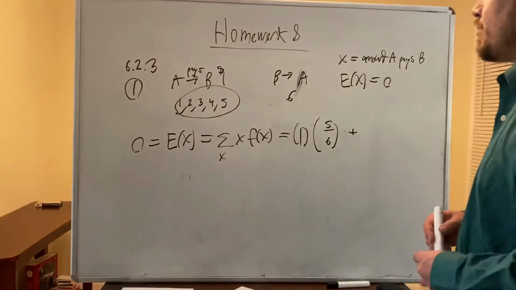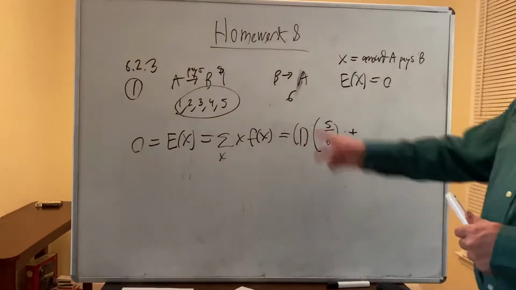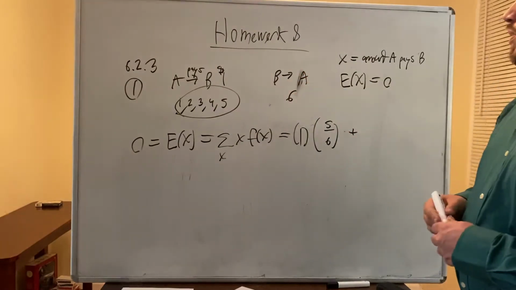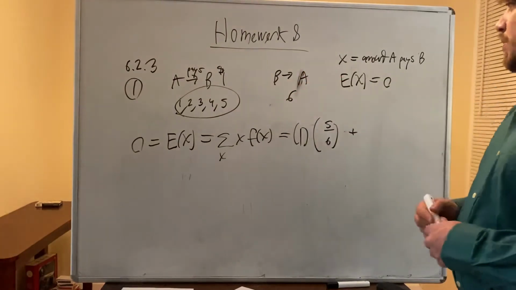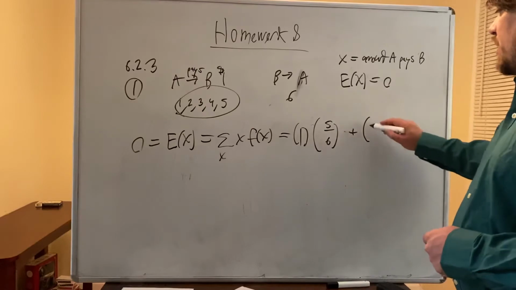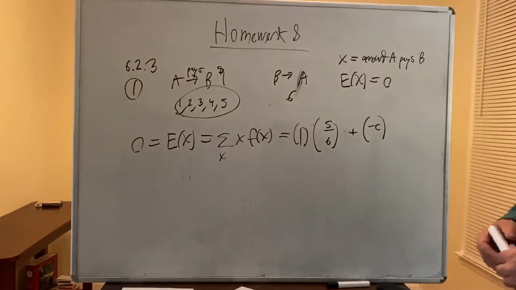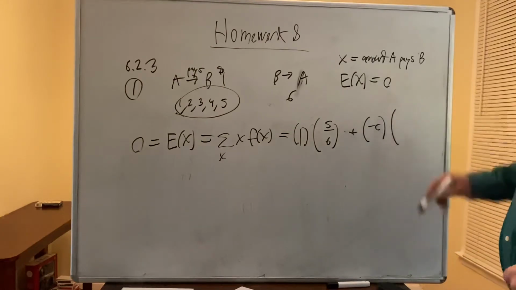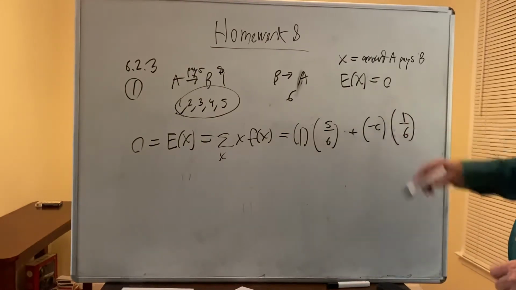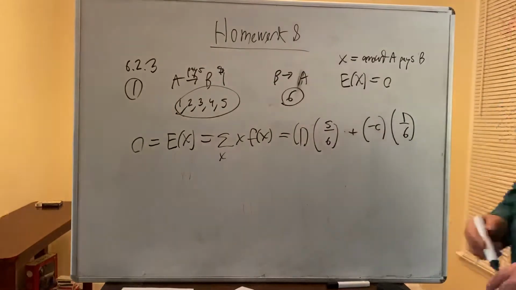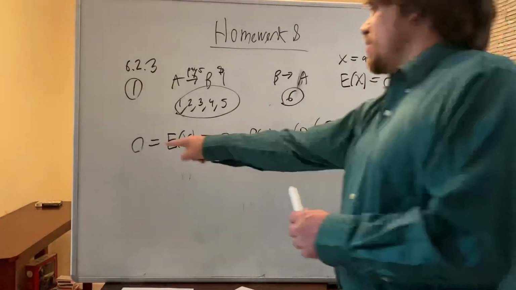Plus, if B is paying A a certain amount of dollars, then I would say it's negative C dollars that A is paying B. And then what's the probability of that? That's 1/6. That's 1 out of the 6 numbers that happens. And so that sum of products is 0.